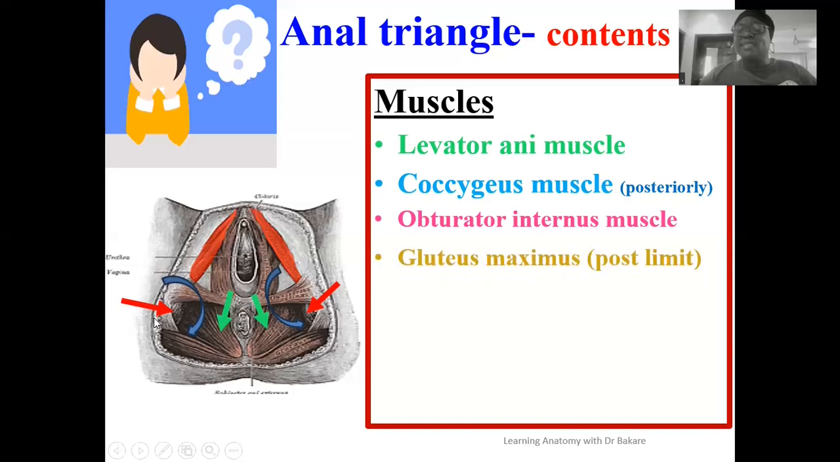The next muscle that we'll see is the gluteus maximus. This is the gluteus maximus here, arrowed at this posterior end. The gluteus maximus is seen to form the posterior limit of the anal triangle.